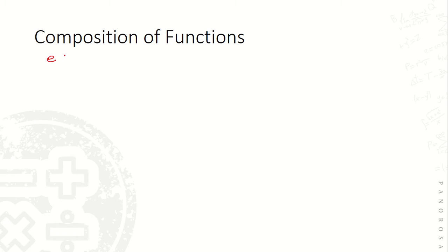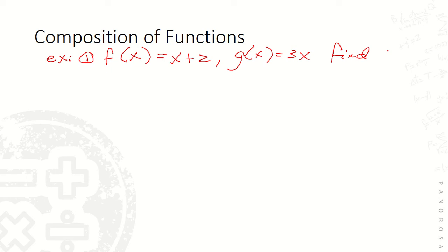Okay, example. So let's have this example number 1. Example number 1, we have f of x equals x plus 2. And then g of x equals 3x. So find for f composite g of x. So ang value natin for f of x is x plus 2 while for g of x is 3x.